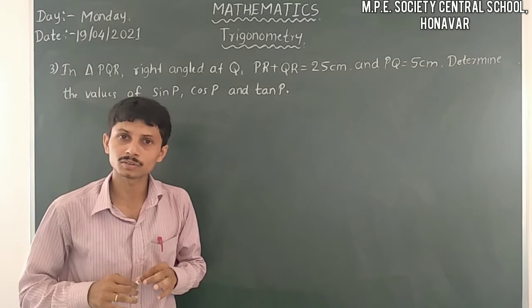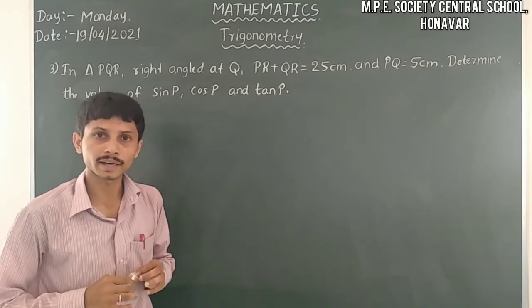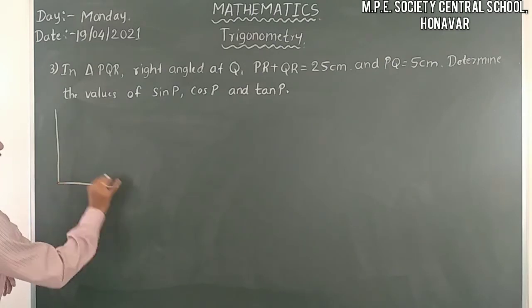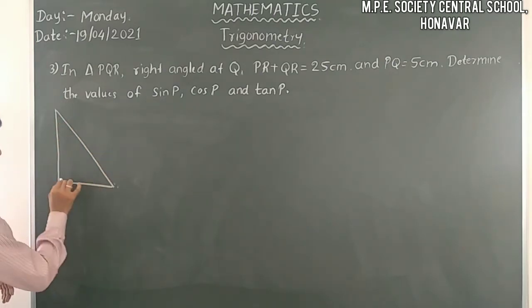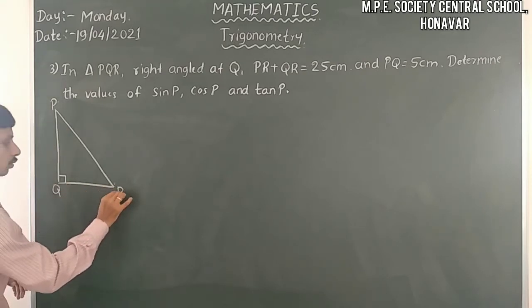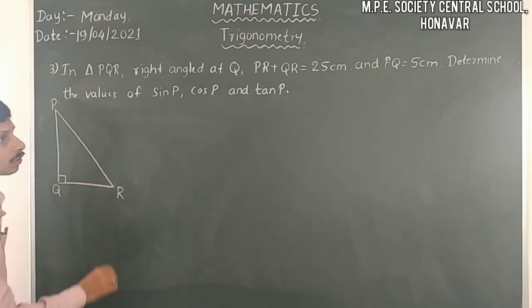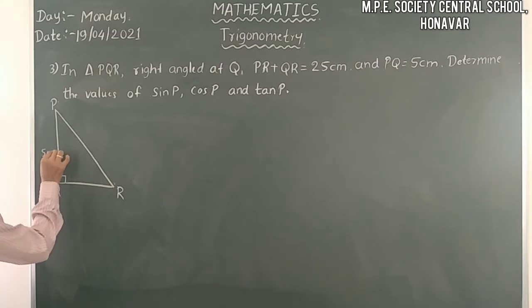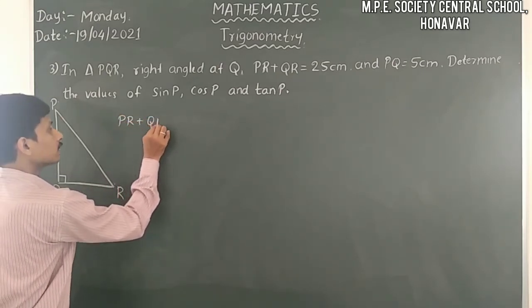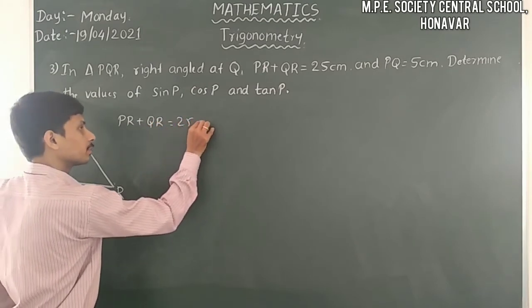Firstly we have to draw a triangle, right angle triangle PQR. Consider this as right angle triangle PQR, right angle at Q. One of the sides, PQ, is given as 5 centimeter, and PR plus QR is equal to 25 centimeter is also given.